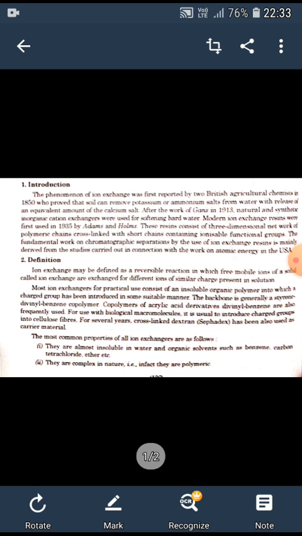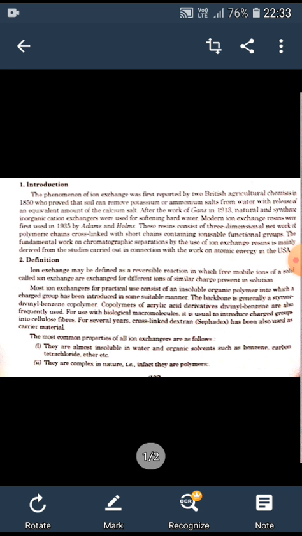The backbone of the ion exchanger is generally a styrene divinyl benzene copolymer. Copolymers of acrylic acid derivatives and divinyl benzene are also used. For use with biological macromolecules, charged groups are introduced into cellulose fibers. For a large period, cross-linked dextran, also known as Sephadex, was used as carrier material.